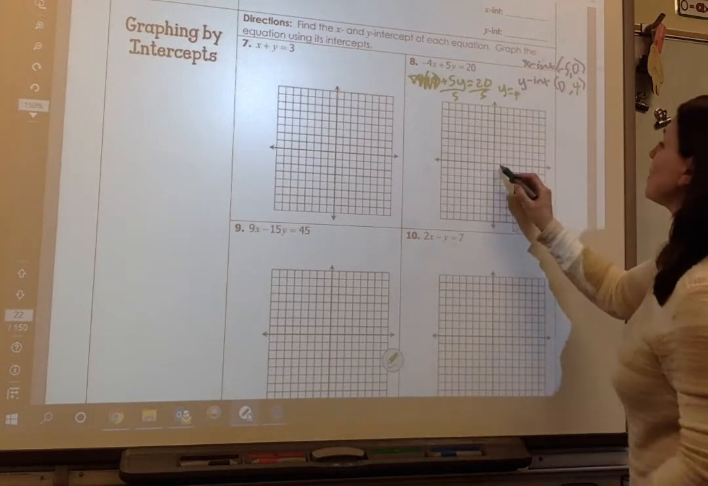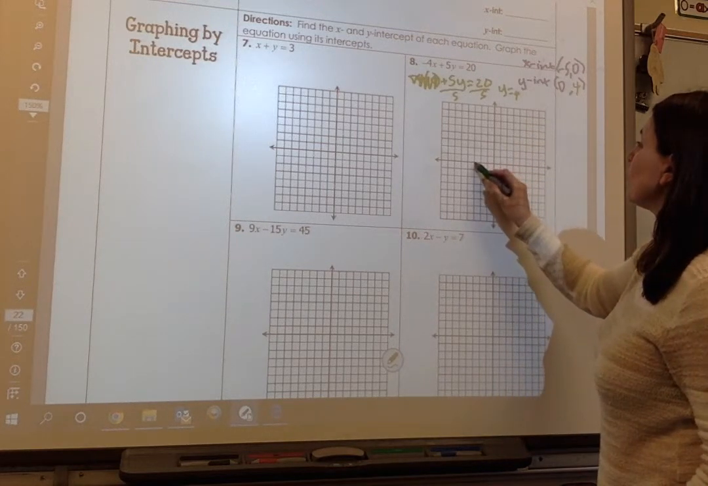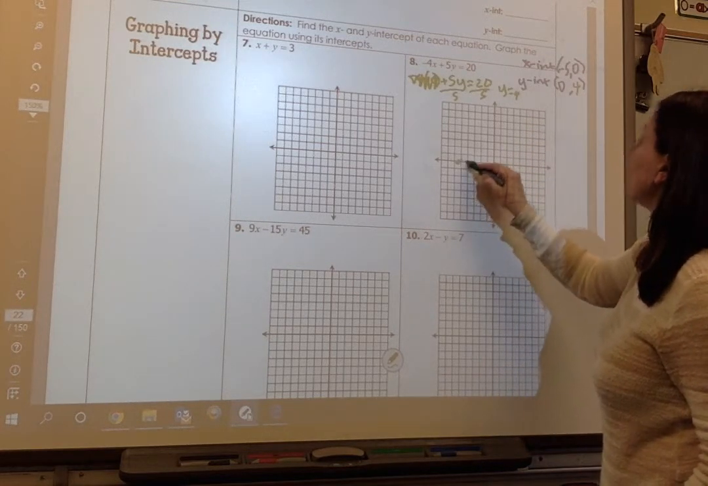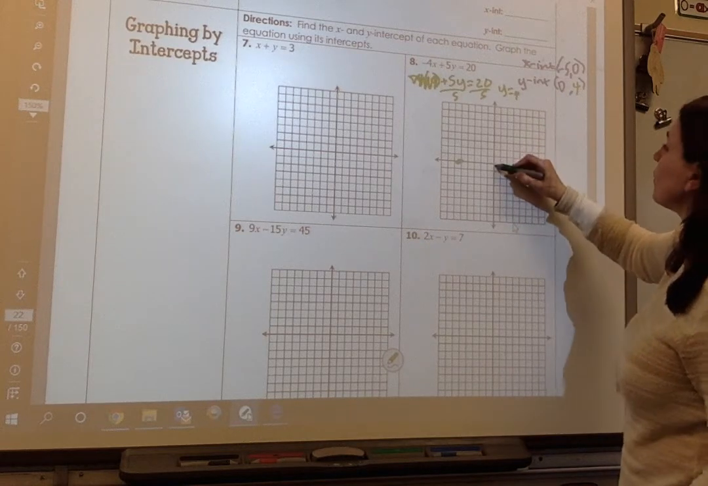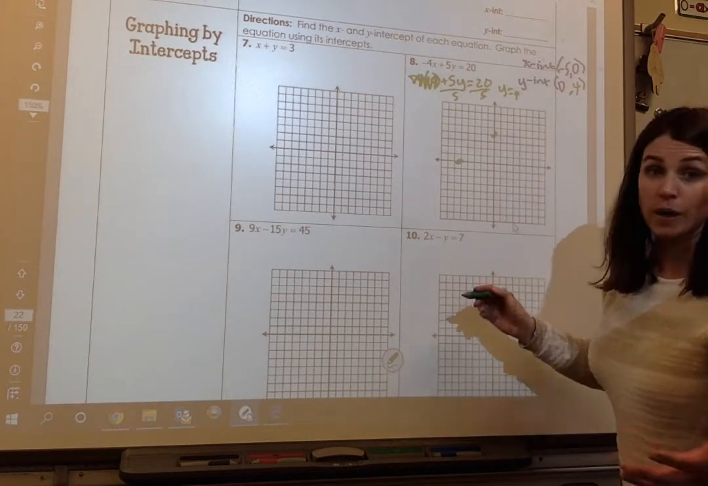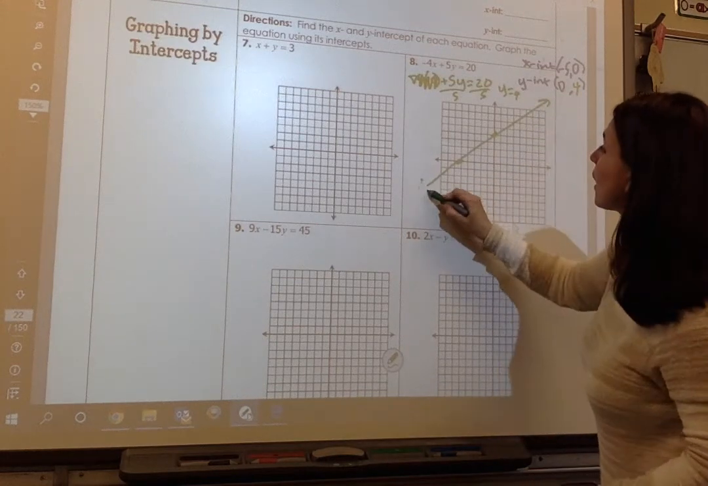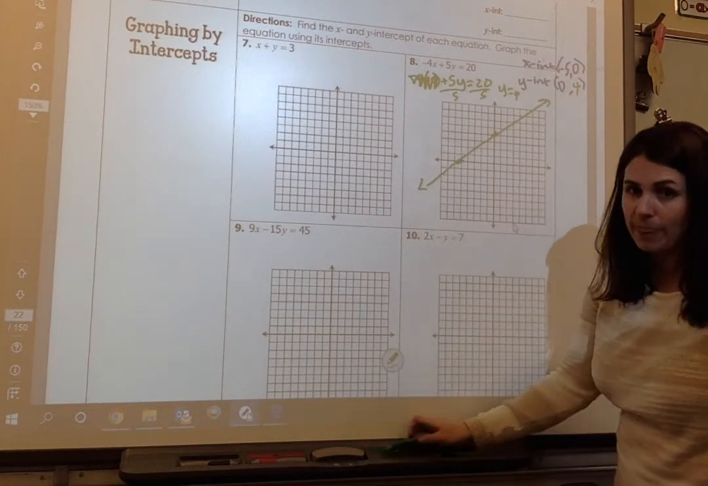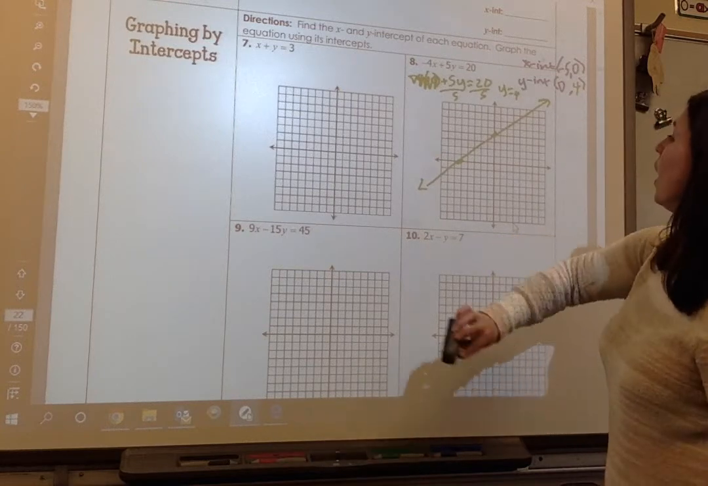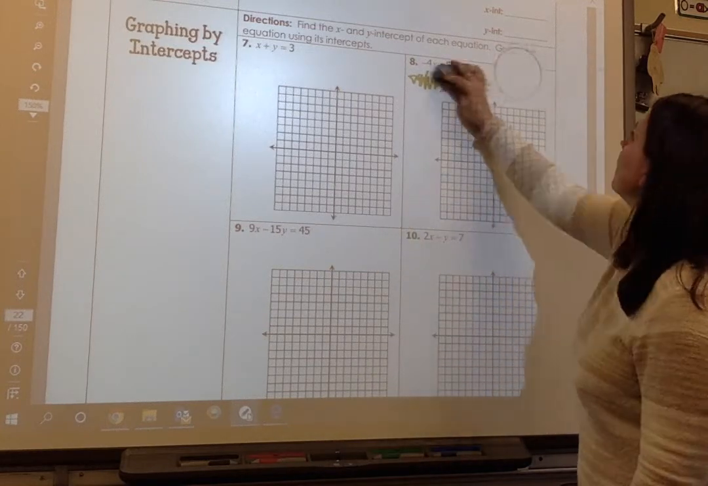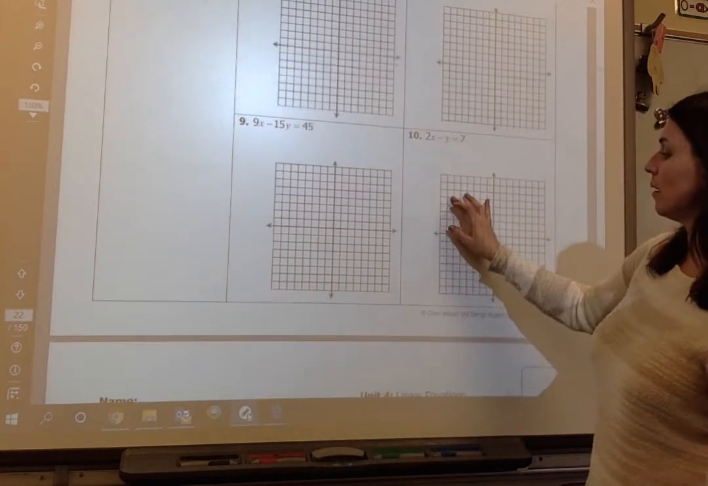My x-intercept is -5, 0. 1, 2, 3, 4, 5. My y-intercept is 0, 4. Those are my 2 points. I take my ruler, I connect my dots, and I go all the way through the paper. Okay? All right, let's do number 10.